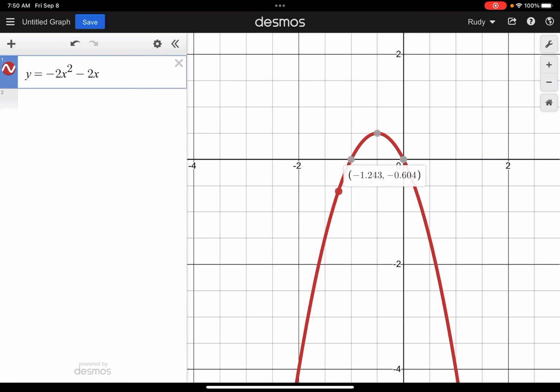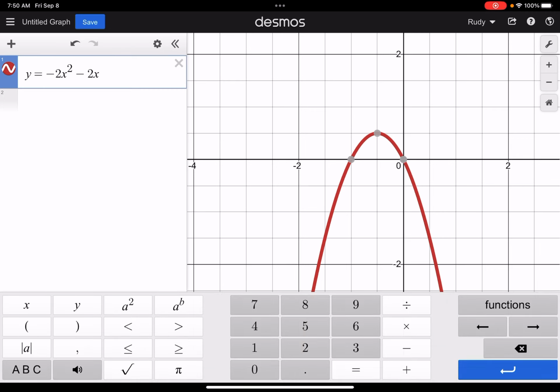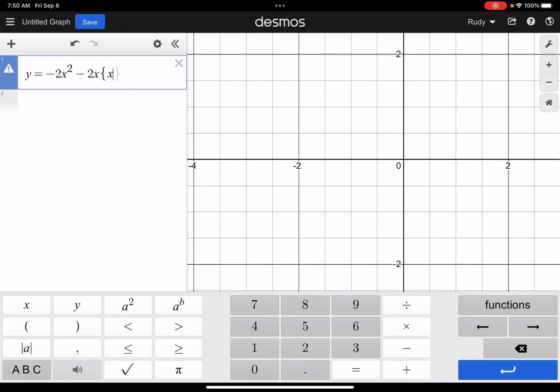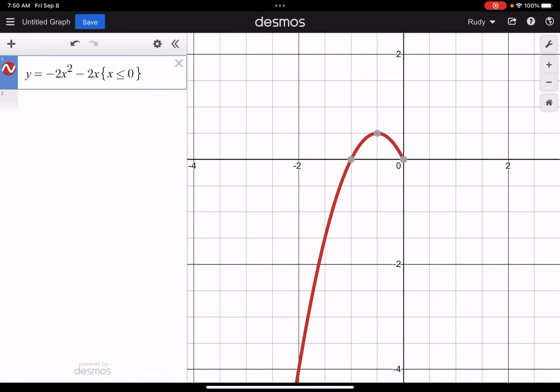And so ideally, we can already kind of see what that looks like without me having to explicitly show you. In Desmos, I can quite easily show you, though, by just adding some curly brackets here and saying where x is less than or equal to 0. And this is ideally what you've been visualizing anyways. And we can see the whole graph.